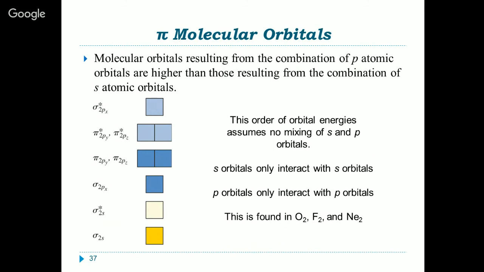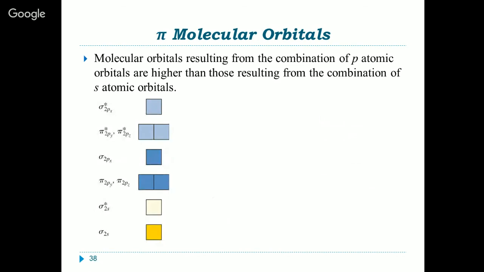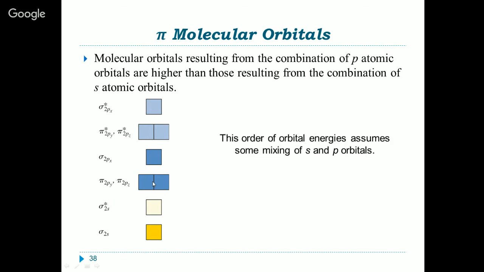Oh, I misspoke. This is not boron, carbon, and nitrogen. This is oxygen, fluorine, and neon. So there's no mixing, there's no interacting of our s and p orbitals. We notice a different arrangement when we have boron, carbon, and nitrogen. So we see a difference in the placement of where our sigma orbitals are in comparison to where our pi orbitals are. So we actually fill our pi orbitals before we fill our sigma orbitals. They're actually lower in energy. And this is because we see some mixing of the s and p orbitals.